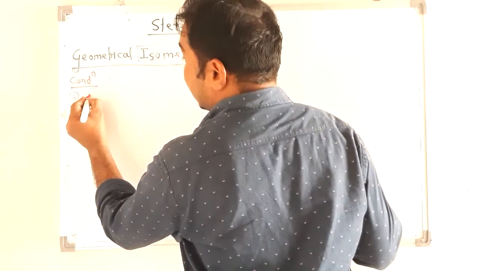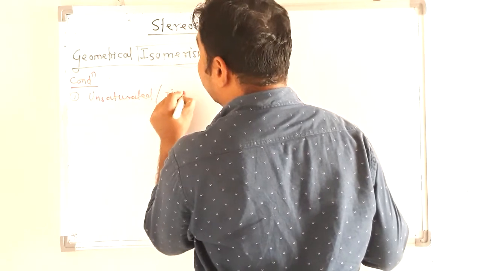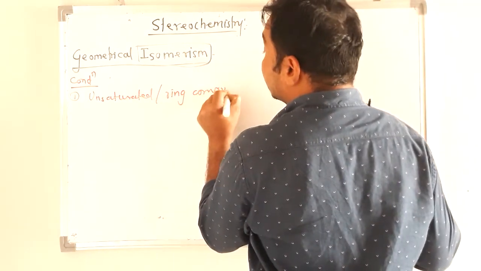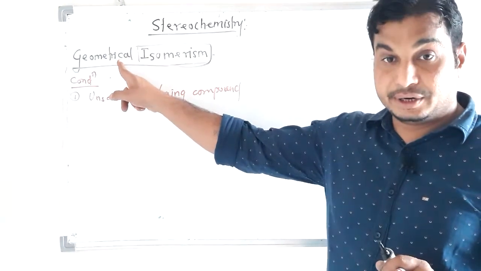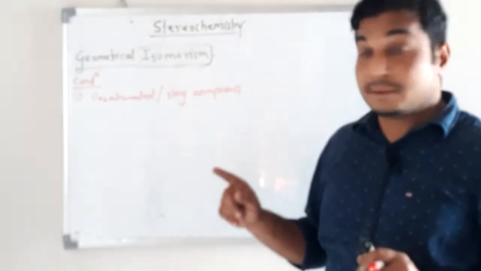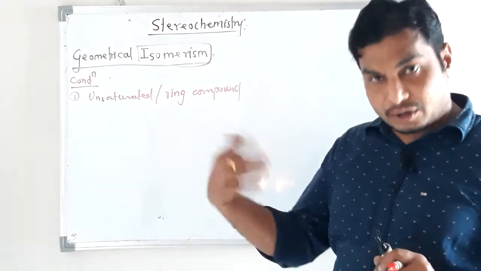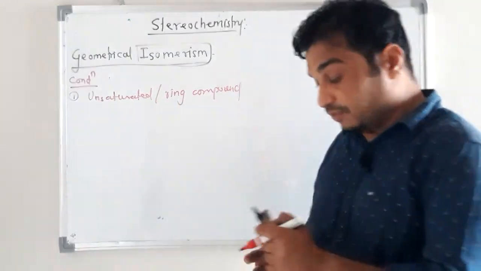The first condition is that the compound must be unsaturated or a ring compound. A saturated compound will not show geometrical isomers. Remember, for geometrical isomerism the compound must be unsaturated, with either a double bond or triple bond, multiple bond, or a ring compound. That is one basic condition.